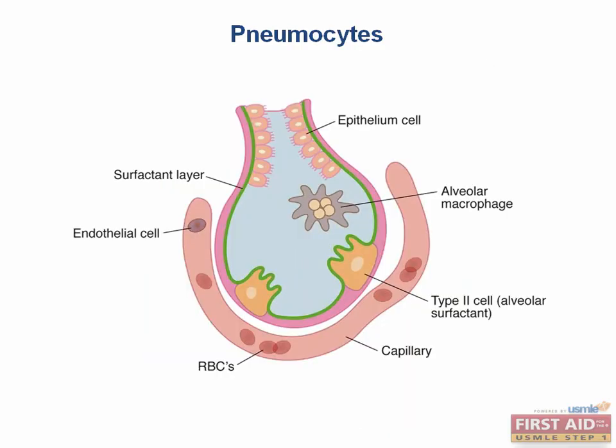Okay, now let's get back to surfactant. So I said a little earlier that surfactant is secreted by type 2 pneumocytes. Now what is the main component of surfactant? Well, it's mostly made up of a phospholipid called dipalmitoylphosphatidylcholine, which allows surfactant to decrease surface tension in alveoli.